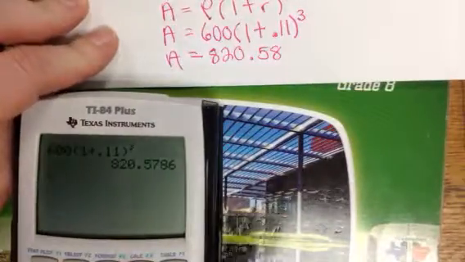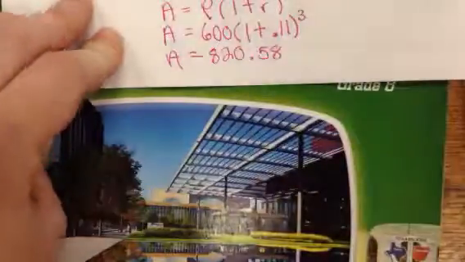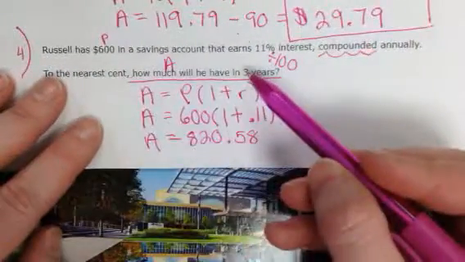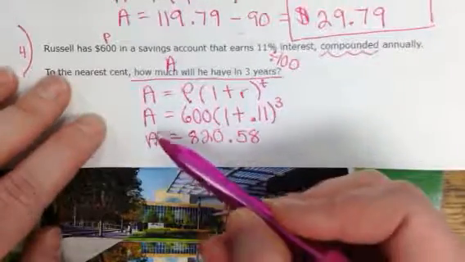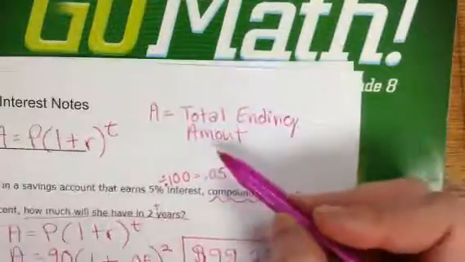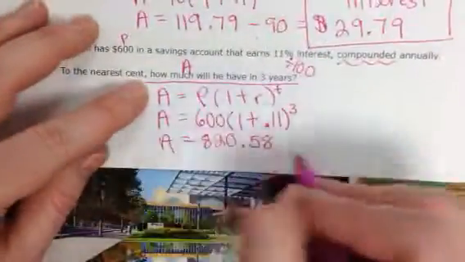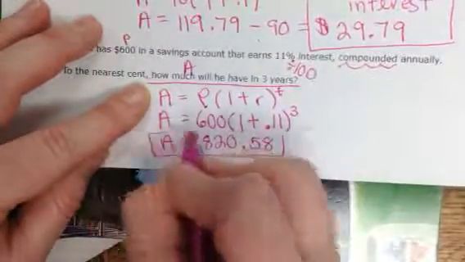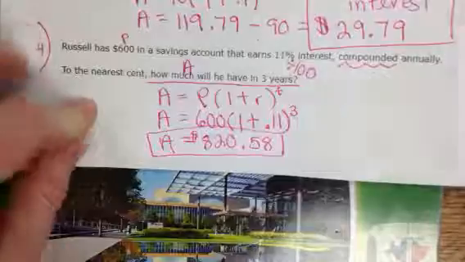I have to check and make sure it answers the question before I say I'm done. How much will he have at the end of 3 years? So if I didn't remember what this A was, I go back up and see what we labeled the total ending amount. Okay, so this is how much they end up with. That is how much they will have.